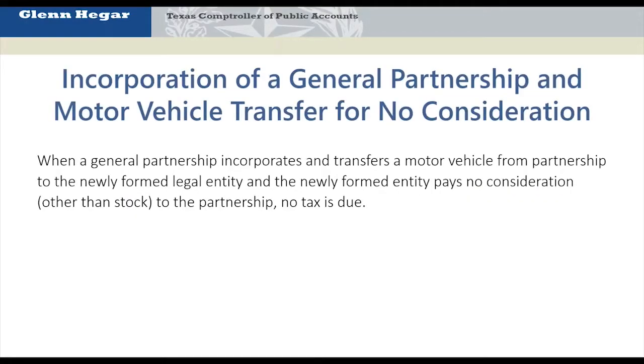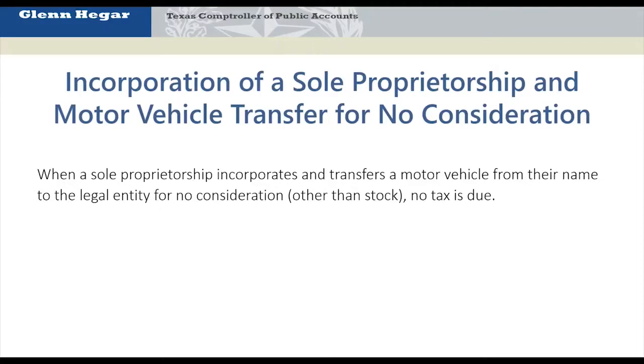We're also not going to see any tax due when we incorporate a general partnership and transfer that motor vehicle for no consideration. And we touched on this a moment ago when we mentioned that the same thing can apply for sole proprietors that incorporate. And again, this is a newly formed partnership in this case, we're not paying any consideration for the vehicle, so we're not going to see any tax due. And again, when we incorporate that sole proprietorship and transfer that motor vehicle and don't pay any consideration, no taxes due then either.